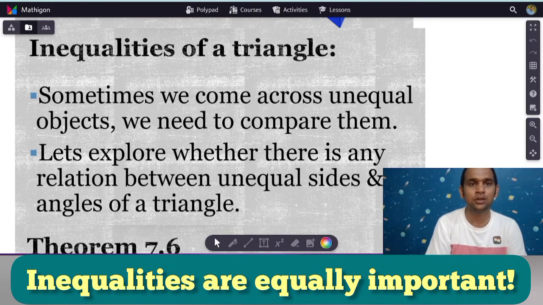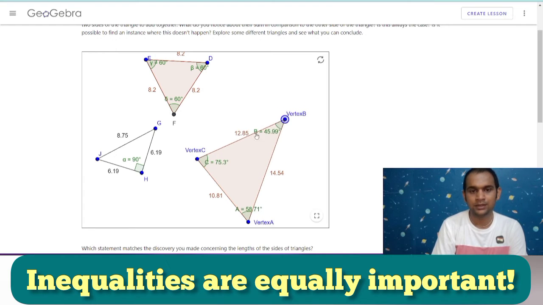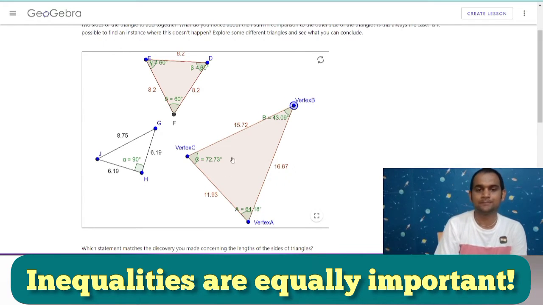So as you can observe over here, we have three triangles. First, we will try to observe this triangle which is ABC. Now what do you observe? Which one of them has the biggest angle? Angle A, B or C? Obviously angle C is the biggest, that is 72.73. Now which side is the biggest? Obviously AB is the biggest side, that is 16.67.